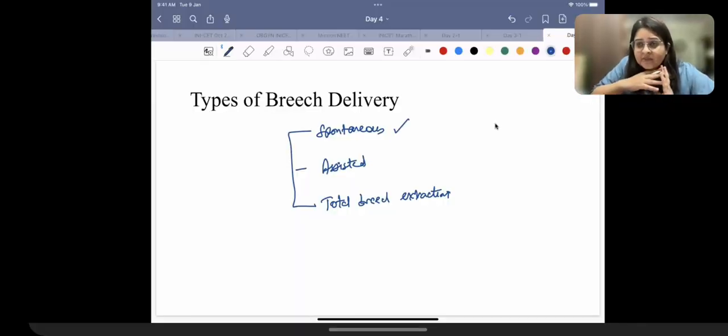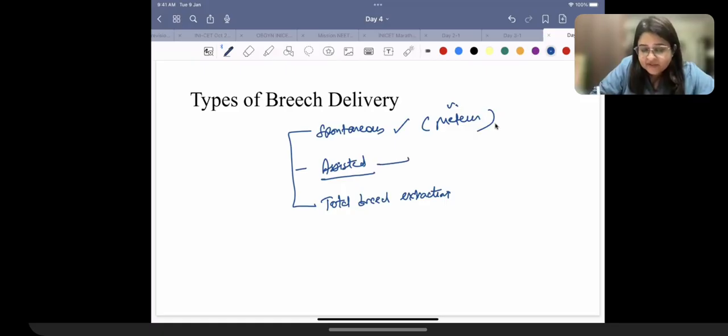Spontaneous breech delivery means you are not helping at all. The patient has come and she delivers, she expels the breech in one push. This usually happens when she is very preterm, like 28 weeks, 24 weeks, very preterm breech. There is no need to do anything, everything comes out, you don't need to assist anything at all, it's a small baby, it will come out. What is assisted breech delivery? It includes all the maneuvers, where the baby requires assistance for delivery. Okay, that is assisted breech delivery.